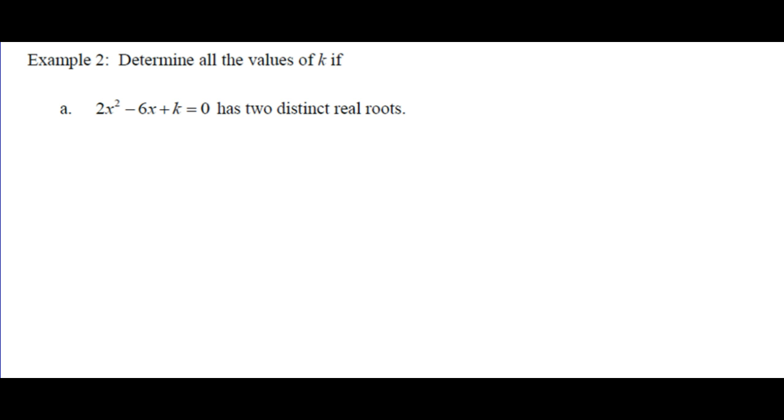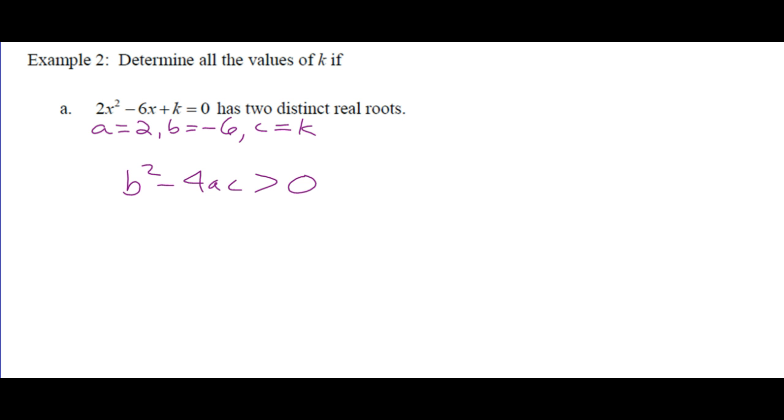Okay, so now we got two types of problems. Determine all the values of k if this has two distinct real roots. All right, how do I get two distinct real roots? What do I know must be true? I know that b squared minus 4ac must be greater than 0. Okay, go back up here. What's a? 2. What's b? Negative 6. What's c? k.